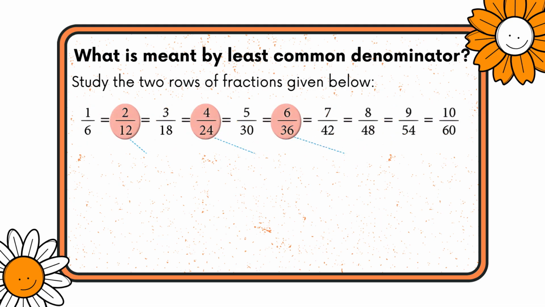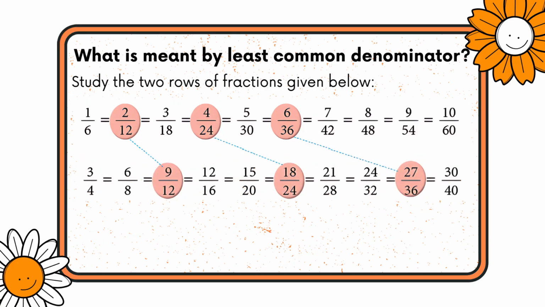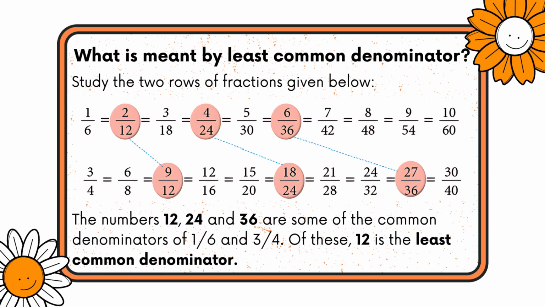Here, 1 by 6 can be written as 2 by 12 if we multiply both numerator and denominator by 2. Further, 1 by 6 can also be written as 3 by 18 and so on. Similarly, 3 by 4 can be written as 6 by 8, 9 by 12, 12 by 16 and so on. If we closely observe both the series, the numbers 12, 24 and 36 are some of the common denominators of 1 by 6 and 3 by 4. Of these, 12 is the least common denominator.